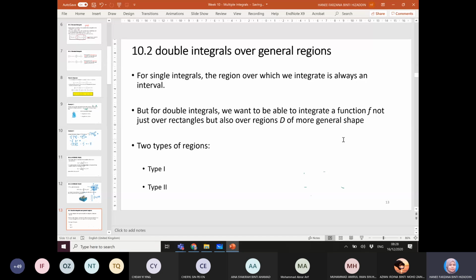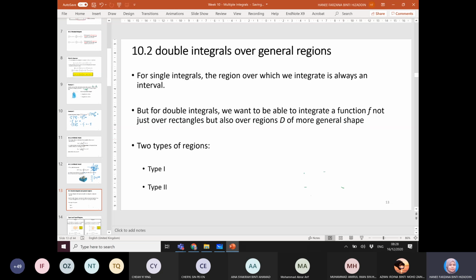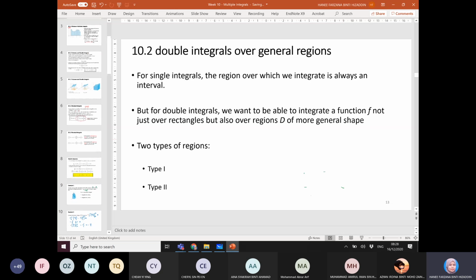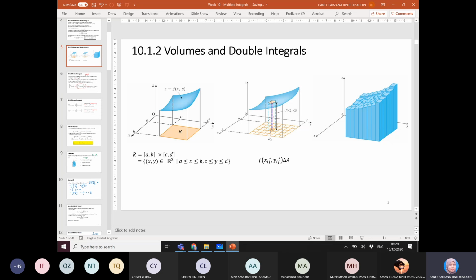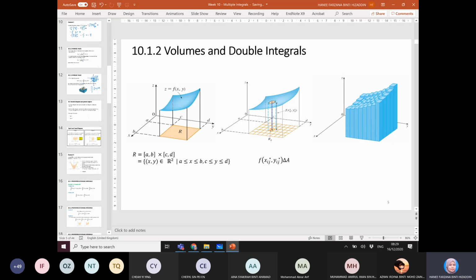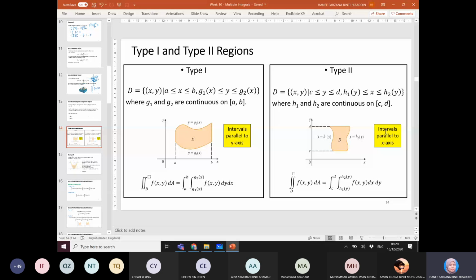So there are two types of regions. Previously, in the first half hour, we just talked about the rectangular region like this. Now we want to be able to integrate over a more general shape of region, not just a square. There are type 1 and type 2. What makes type 1 and type 2 different is just what the intervals are parallel to.